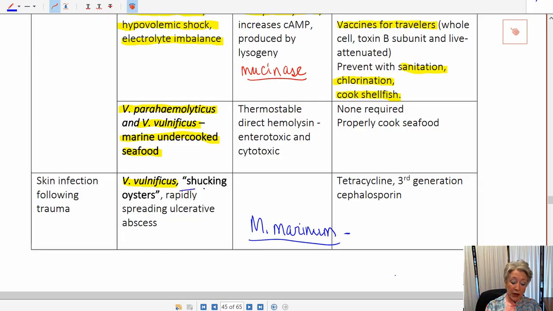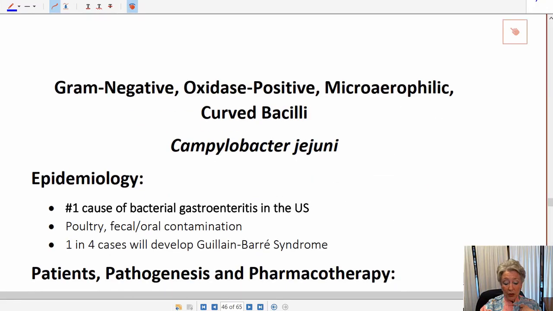Vibrio vulnificus enters into wounds that are achieved when one is trying to open up the shell of a shellfish. And so it's a rapidly ulcerating abscess. Remember, I said to you that Mycobacterium marinum is going to be an ulcerating granulomatous condition because of the fact that Mycobacterium is facultatively intracellular, Vibrio is extracellular. We treat with tetracyclines or third-generation cephalosporins.